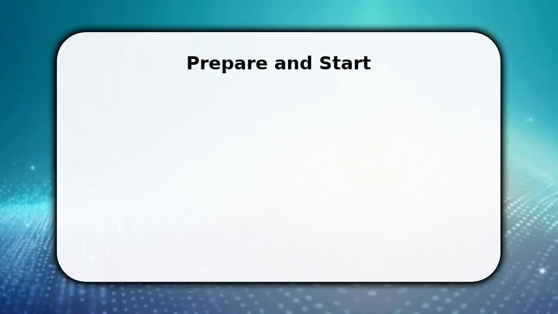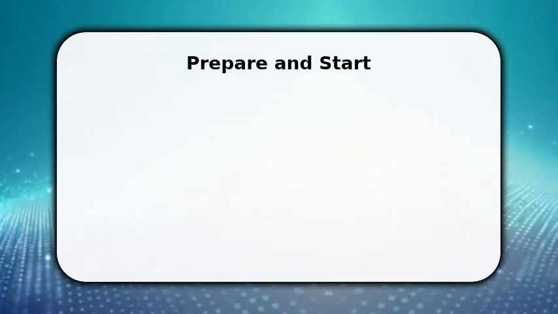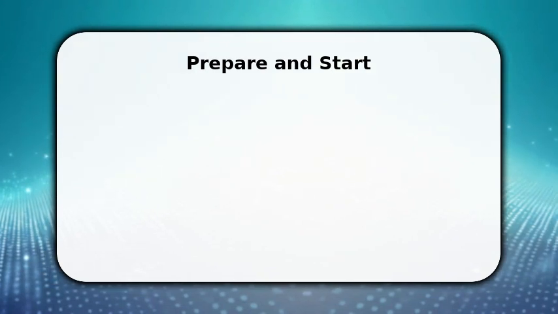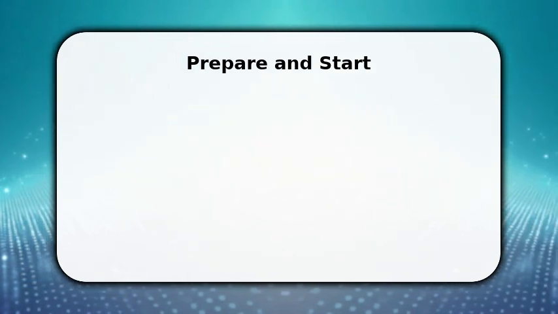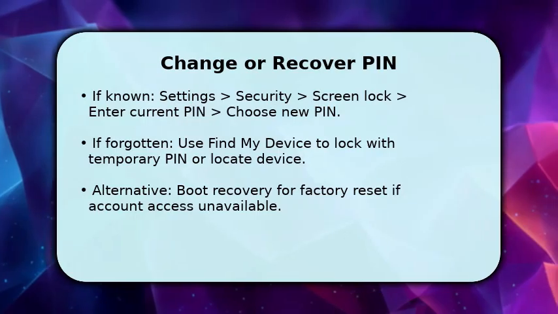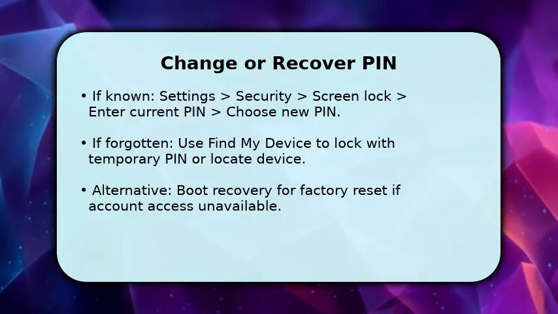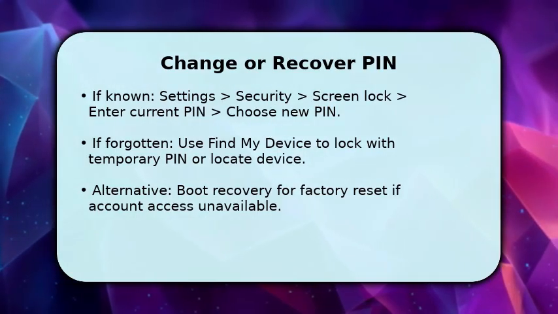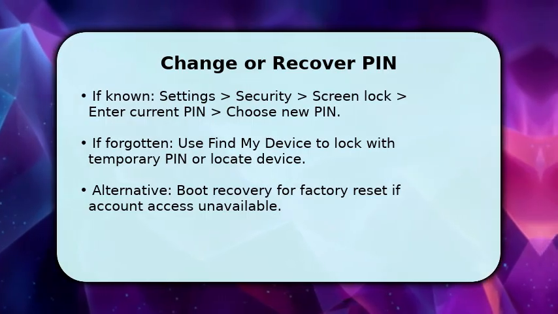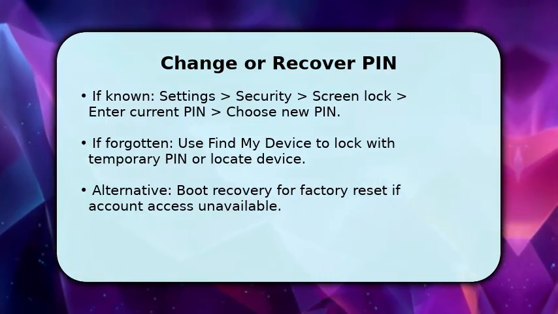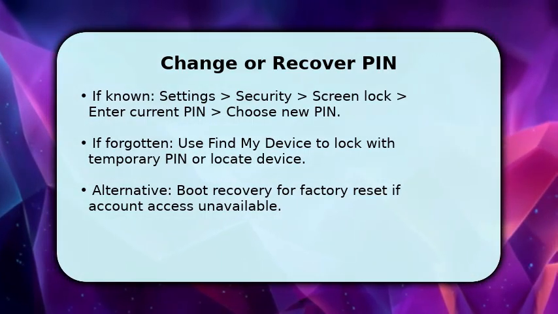Start immediately by unlocking the phone or booting to the lock screen and opening Settings, Security, or Biometrics to change the screen lock. If you remember the current PIN, go to Settings, select Security or Biometrics, pick Screen Lock, enter the current PIN, then choose a new PIN and confirm it. This updates the keyguard immediately.